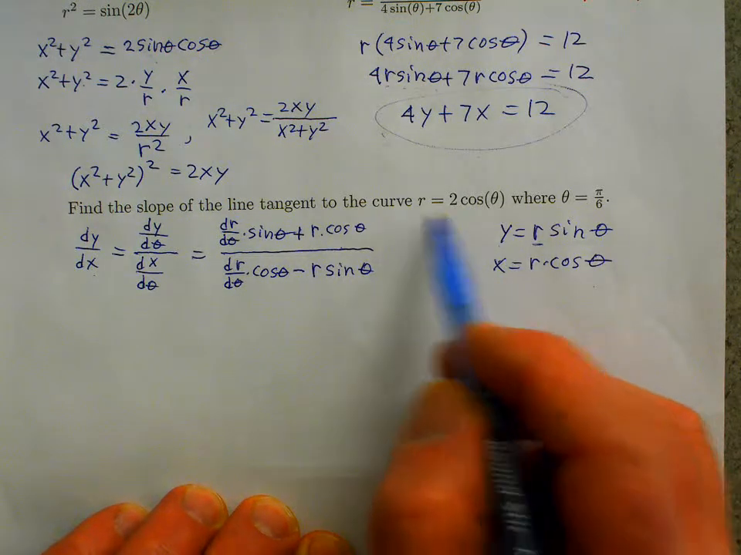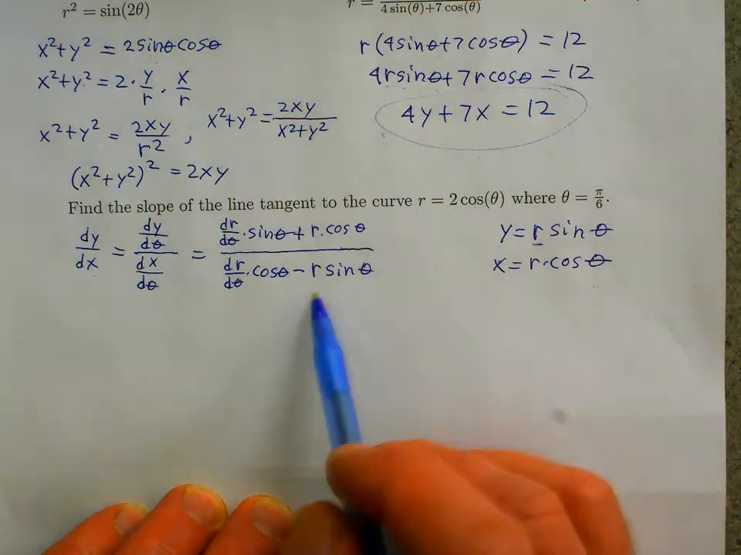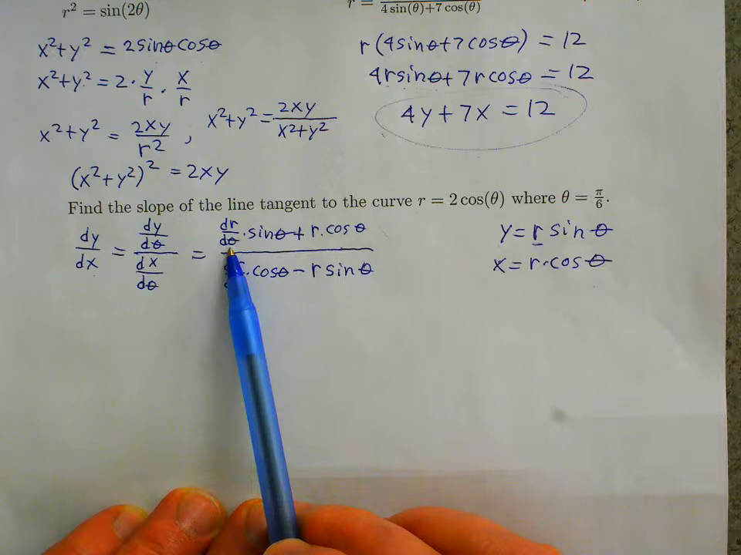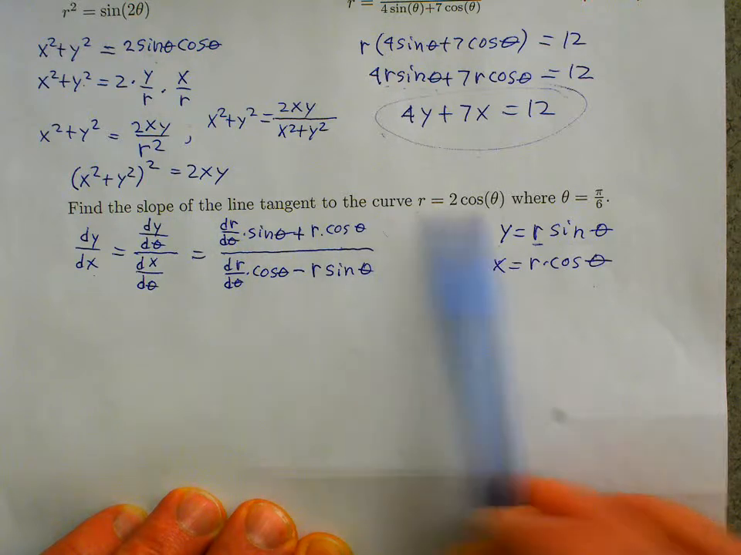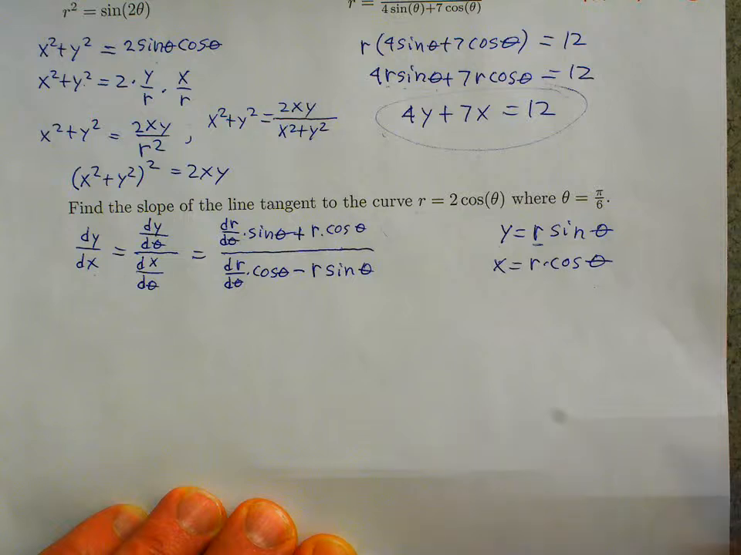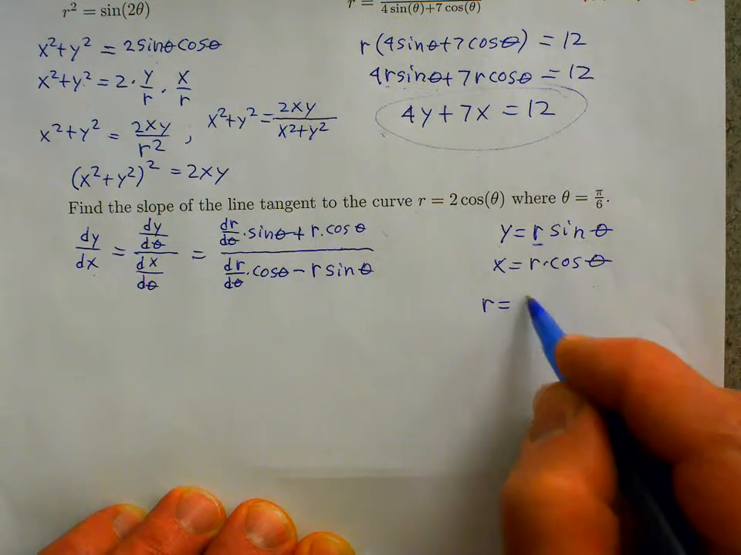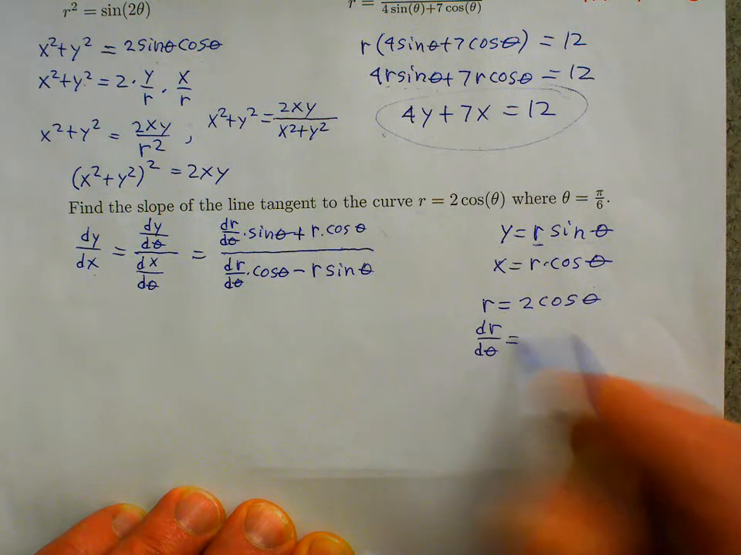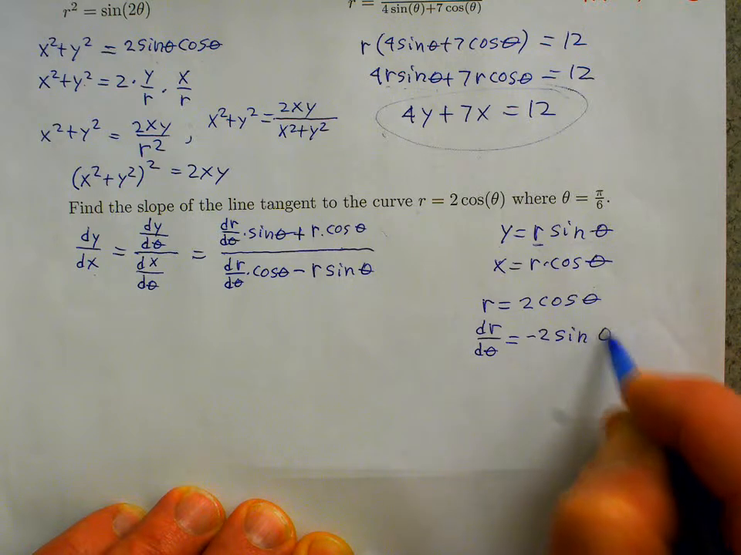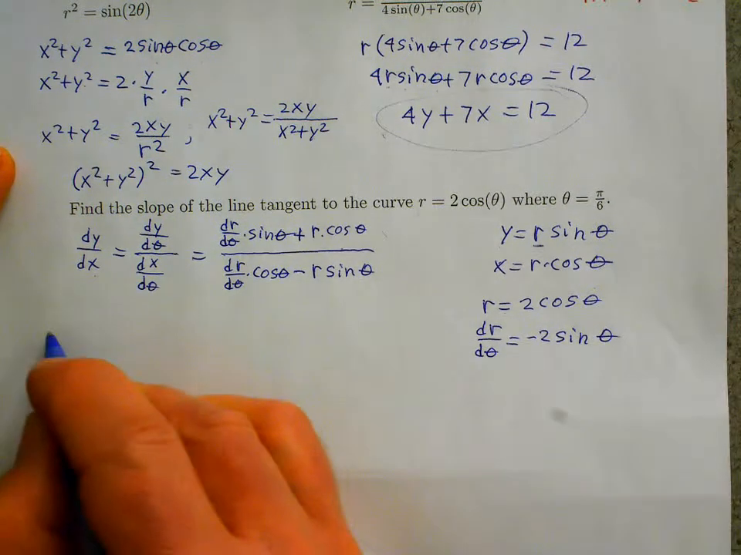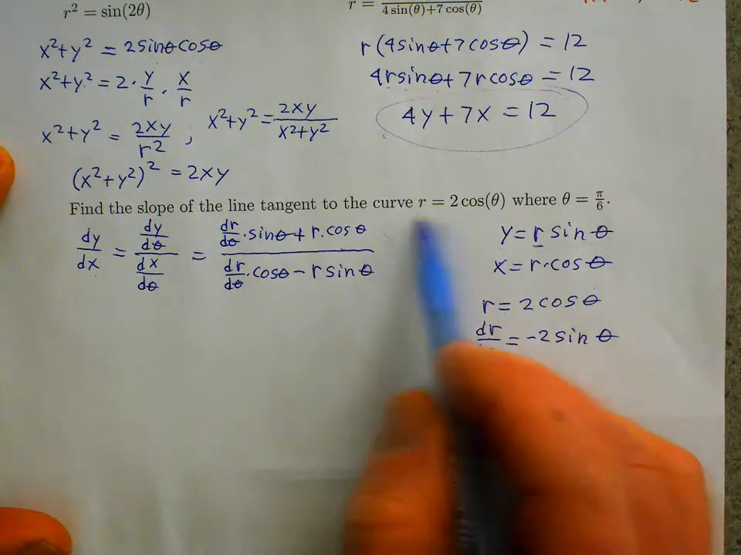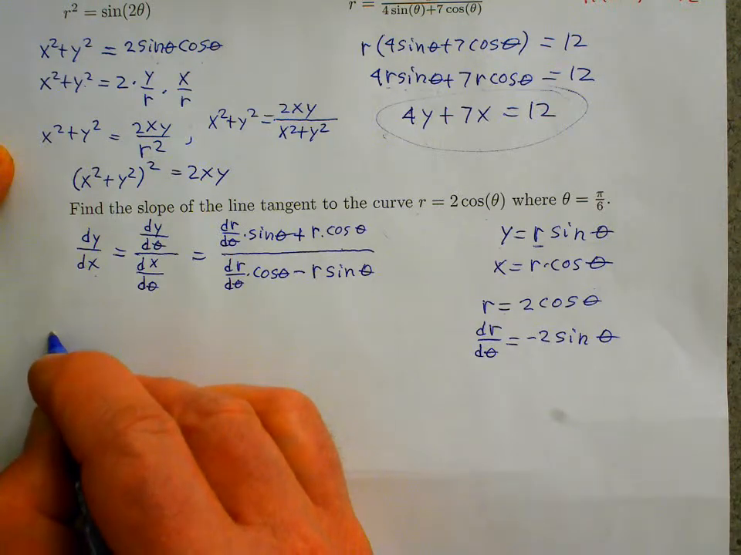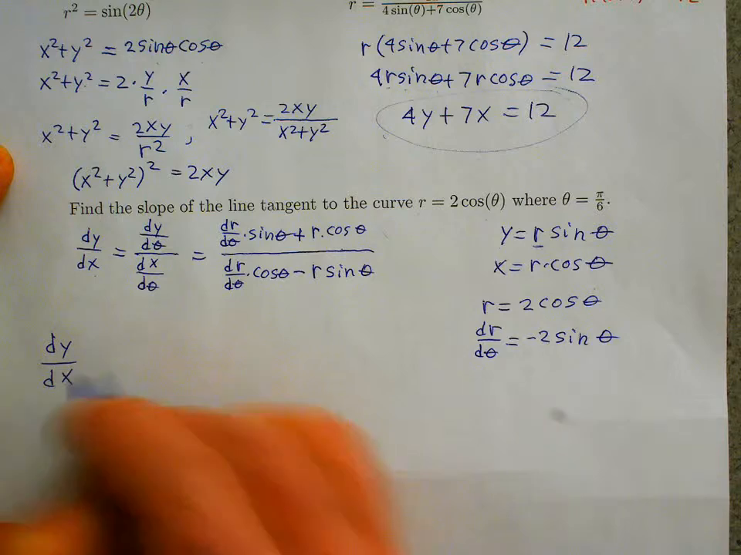Okay, so we have a couple more things to do. In this formula, we're going to replace r with 2 cosine of theta, but we also have to replace the derivative of r with respect to theta, where r equals 2 times cosine of theta. So I'll rewrite r equals 2 times cosine of theta, and dr d theta is negative 2 times sine of theta. So for this particular curve defined by r equals 2 times cosine of theta, our derivative of y with respect to x.